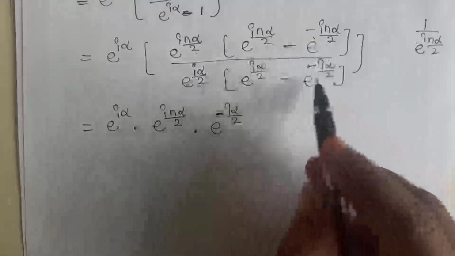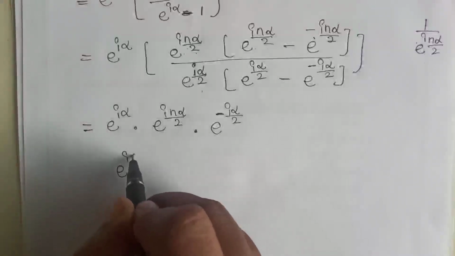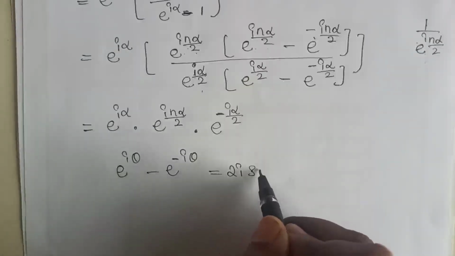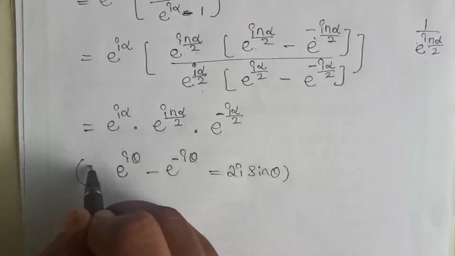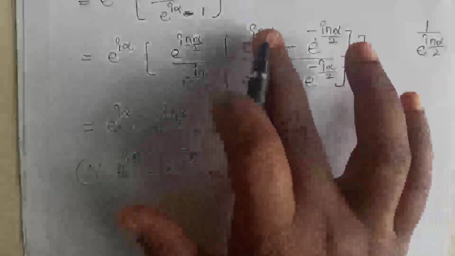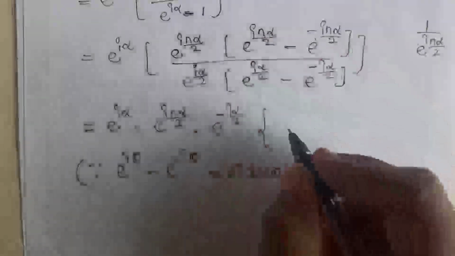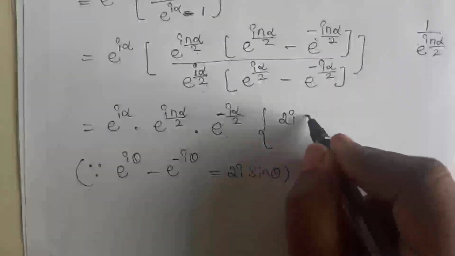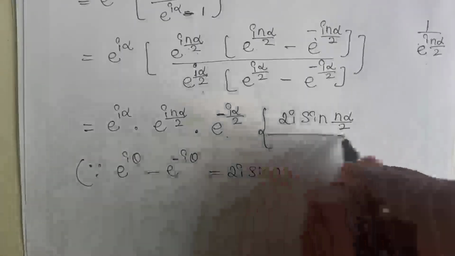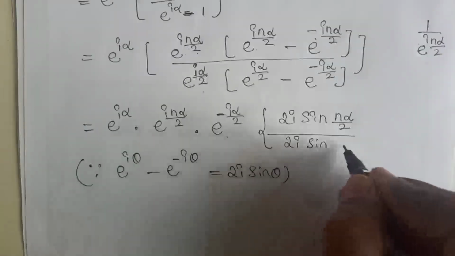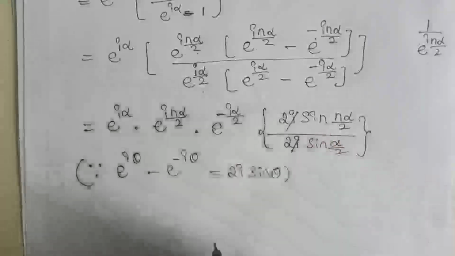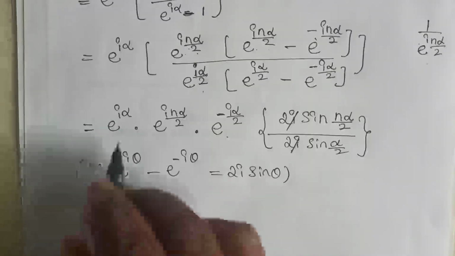Now here we use the formula, that is e raised to i theta minus e raised to minus i theta is equal to 2i sin theta. On using this formula, here e raised to i theta means e raised to i n alpha divided by 2. So therefore we can write 2i sin n alpha divided by 2 divided by 2i sin alpha divided by 2. So 2i gets cancelled, and here bases are same.